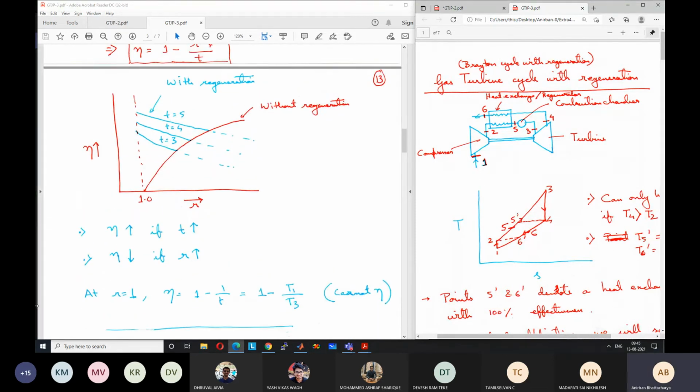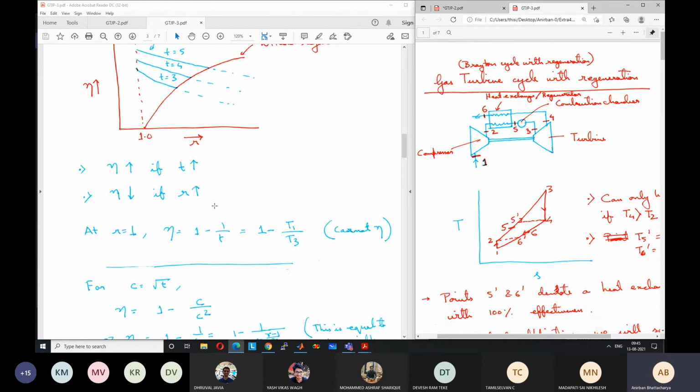For R equal to 1, we have explained eta is equal to 1 minus 1 by T. So this is equal to 1 minus T1 by T3. T1 is the minimum temperature in the cycle, T3 is the maximum temperature. So this is like the Carnot cycle efficiency, the theoretical limit.